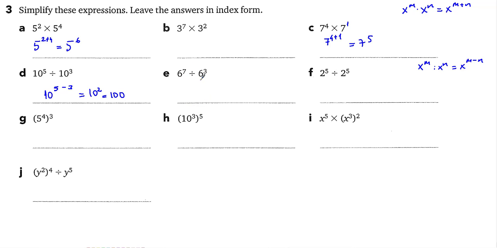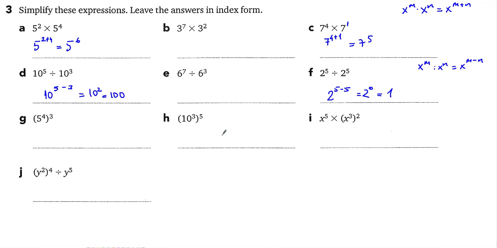Okay, 6 to the power of 7 over 6 to the power of 3, this is the question now, or 2 to the power of 5 over 2 to the power of 5, which is the same. So the answer is going to be 2 to the power of 5 minus 5, which is equal to 2 to the power of 0, and we know that that's equal to 1.